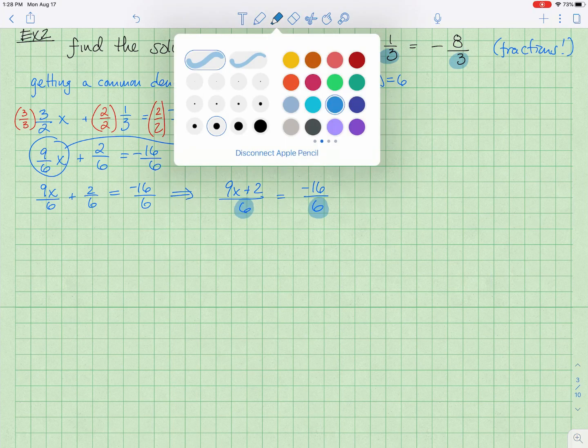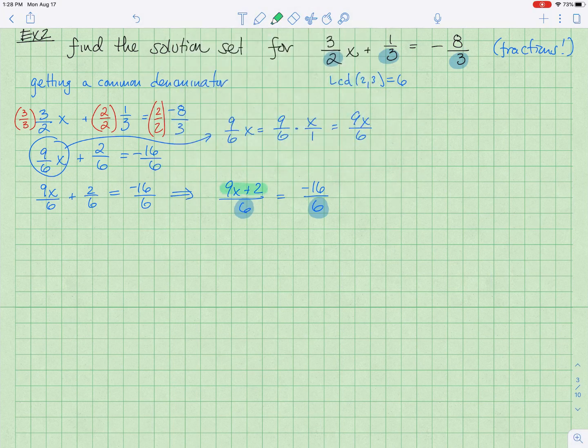And the whole idea here is that if you have two fractions that are equal and their denominators are equal, then it must be that their numerators are equal. So if these are equal, then these are equal, and that allows us to reduce the equation to the following. Or if you like, you can cross multiply, or you can multiply both sides by 6. That's probably a better way to think about that, actually.